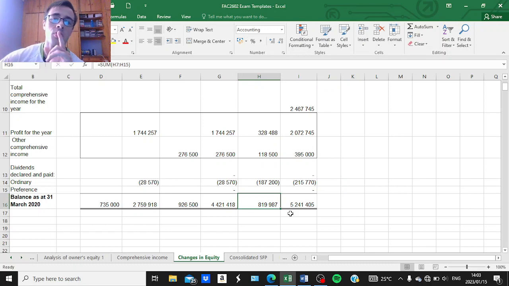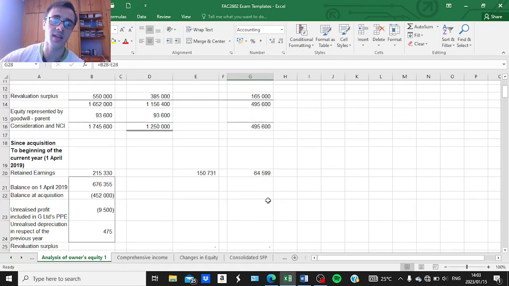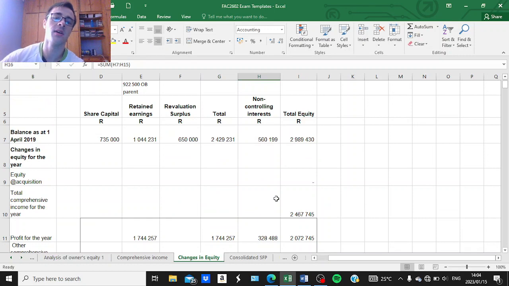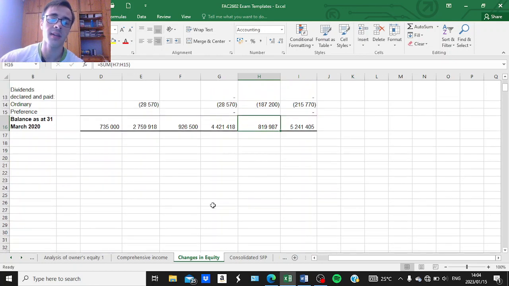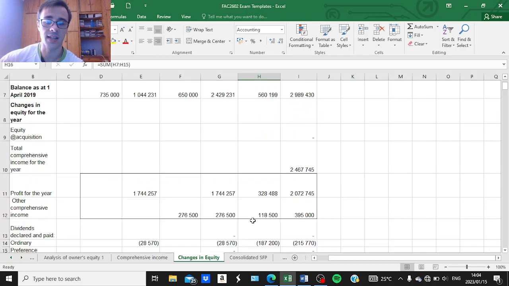Okay, and just for confirmation, the closing balance of non-controlling interests that you have calculated in the analysis of owner's equity. Remember, in this question, there is only one analysis of owner's equity calculation because preference shares were not applicable. So the closing value right here, which is 819,987, should also be the closing balance of the NCI column in the consolidated statement of changes in equity, 819,987. Okay, that's just for correctness.